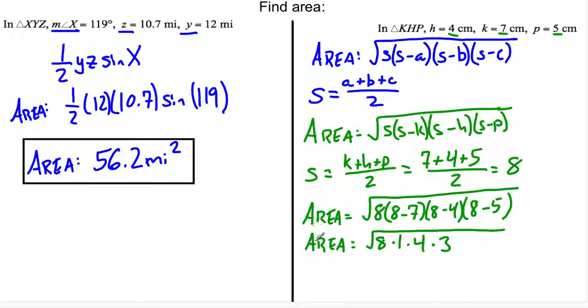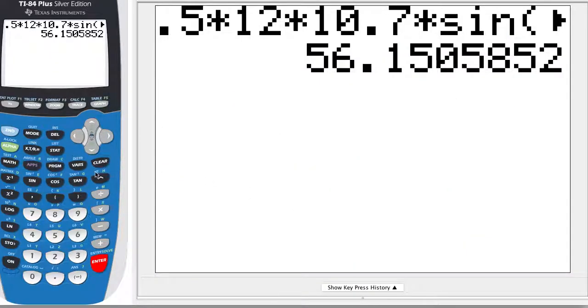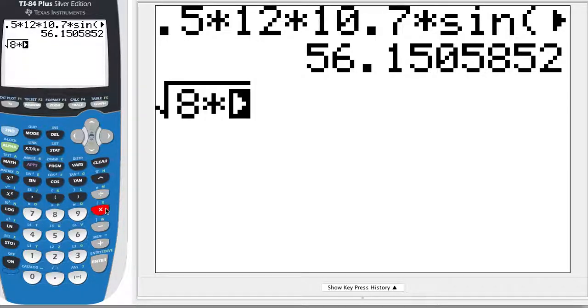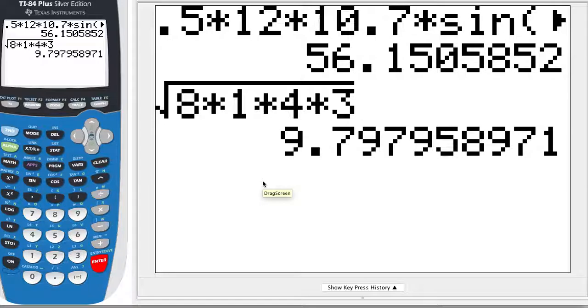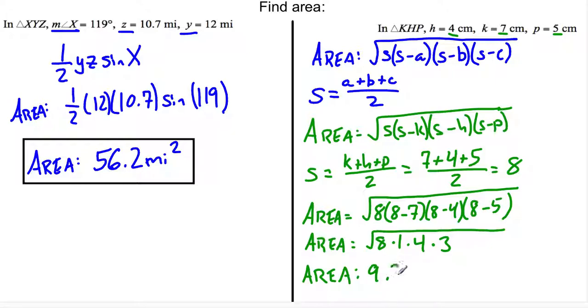So I can find that and take the square root, or again, I could just put that all into my calculator. So I get the square root of 8 times 1, which is obviously going to be 8, times 4 times 3. Hit enter, and I get this, 9.79, which if I round to the nearest tenth, it's going to be 9.8. So that's 9.8 centimeters squared, since my unit there is centimeters, and an area is always a squared unit for 2 dimensions. And that's it.